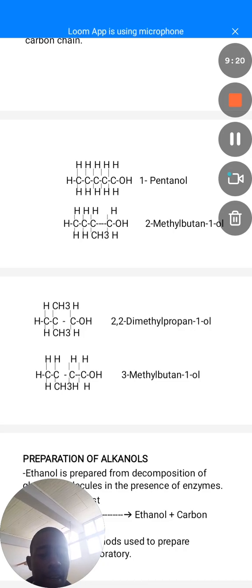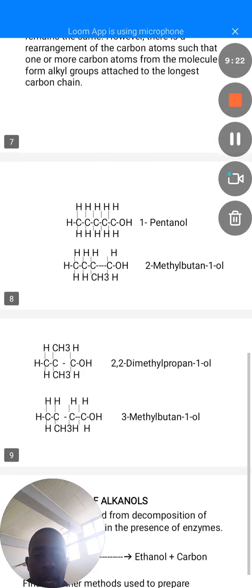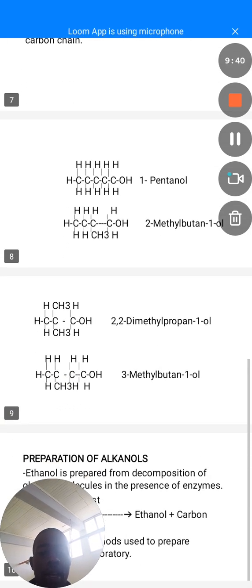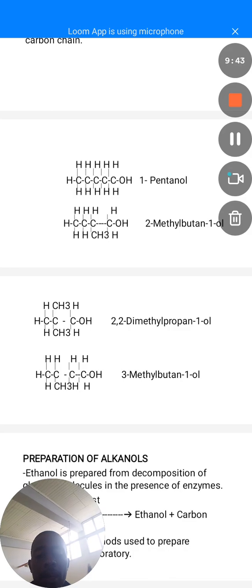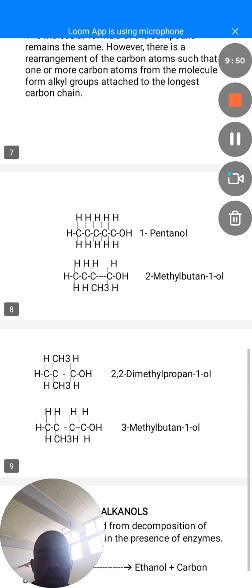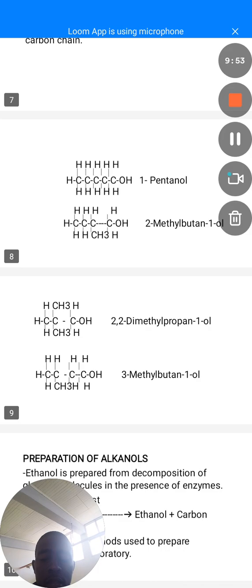Anyway, before that, I want to give you another method. I think this one you've never heard. We have another method called oxymercuration-demercuration of alkenes. So that is also another method that we can use to prepare alcohols. I think you will have to research more on the preparation of alcohols and more on the methods. But for today, I want us to reach there. Then we will meet in the next lesson.